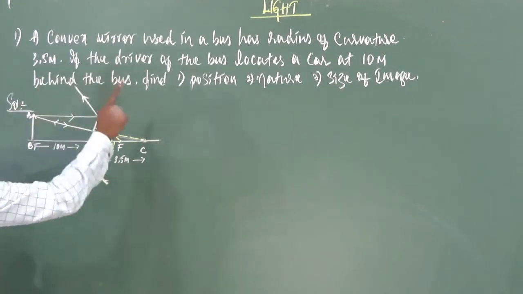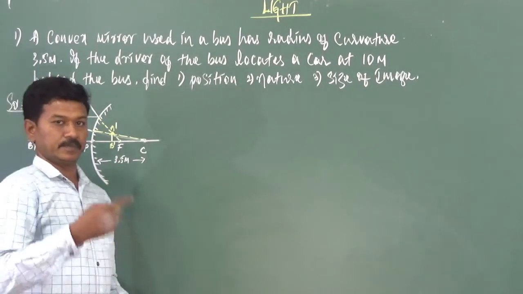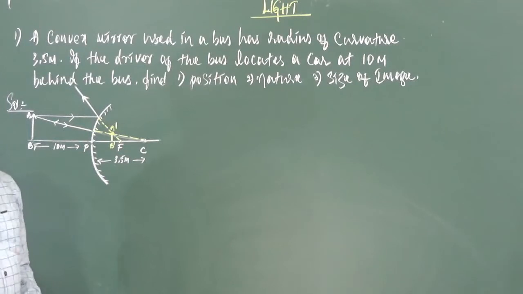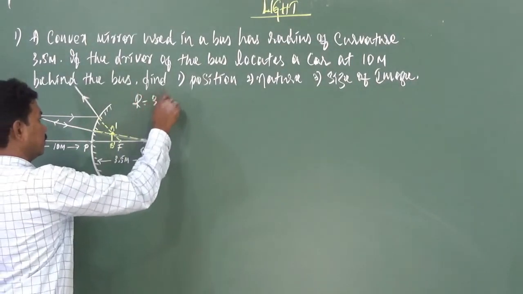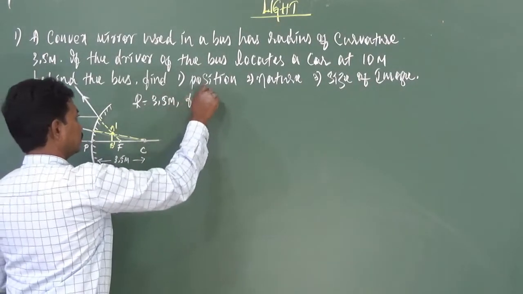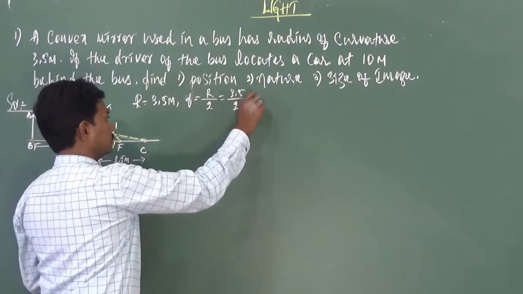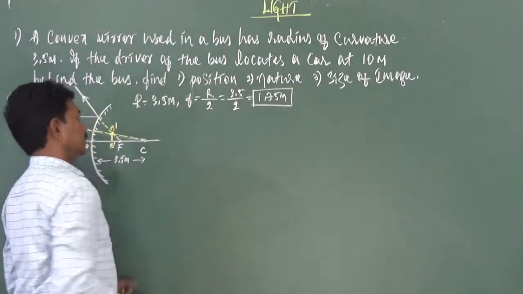But we have been given the radius of curvature. Radius of curvature doesn't occur in any of our formulas, so we have to convert the radius of curvature into focal length. The radius of curvature is 3.5 meters. F is equal to R by 2, that is 3.5 by 2, so that becomes 1.75 meters. This is the focal length.